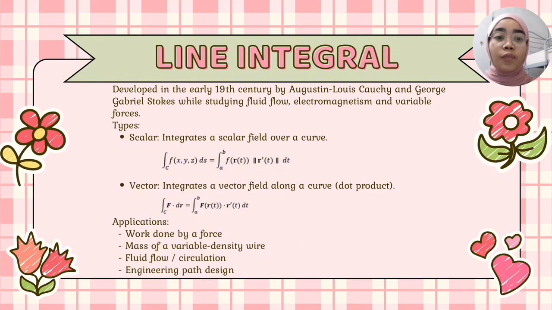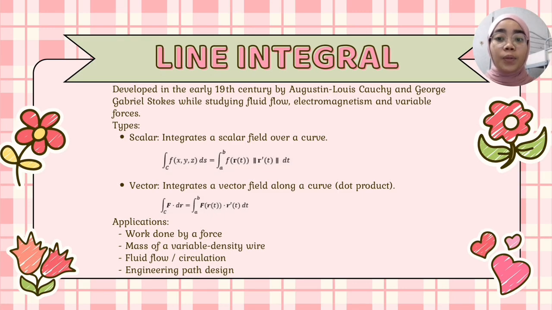Line integral was developed in the early 19th century by Augustin Louis Cauchy and George Gabriel Stokes while they were studying fluid flow, electromagnetism, and variable forces. There are two types of line integral, which are scalar field and vector field. For scalar, it integrates a scalar field over a curve. The formula is given. For vector, it integrates a vector field along a curve, or we call it the dot product. The formula is given.